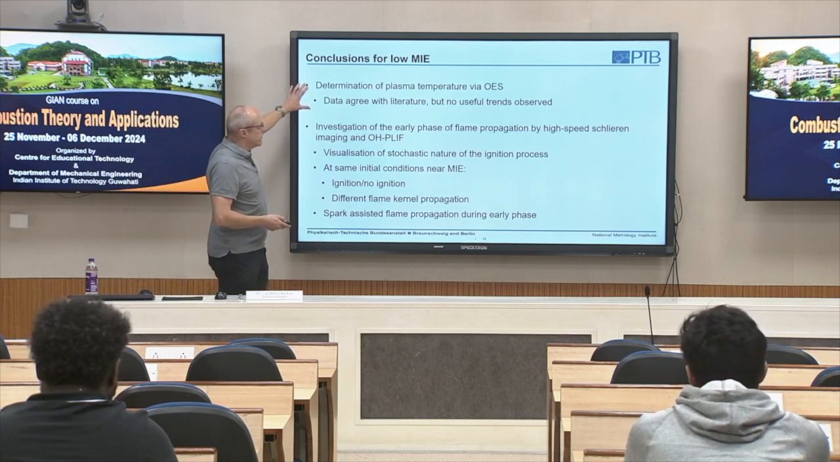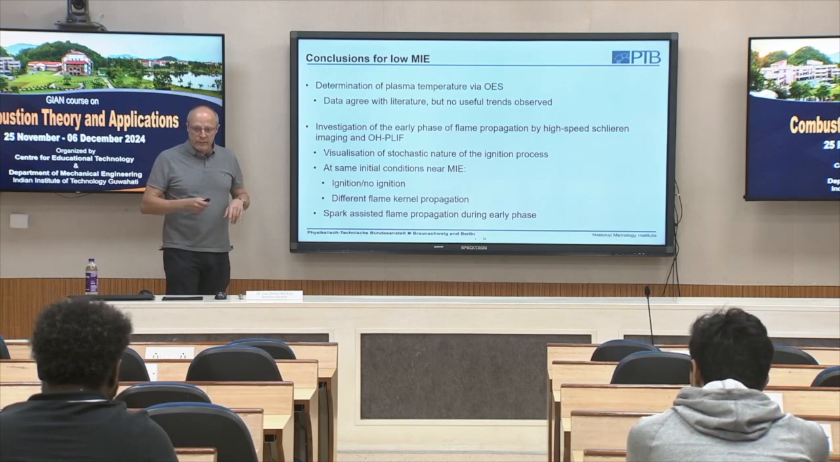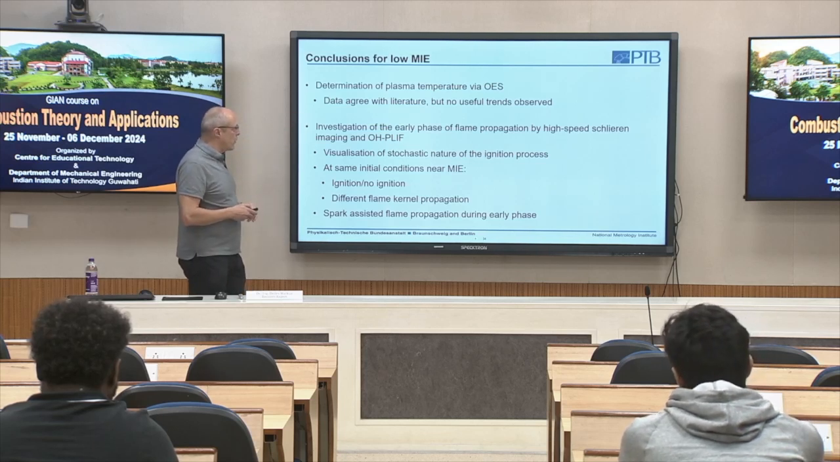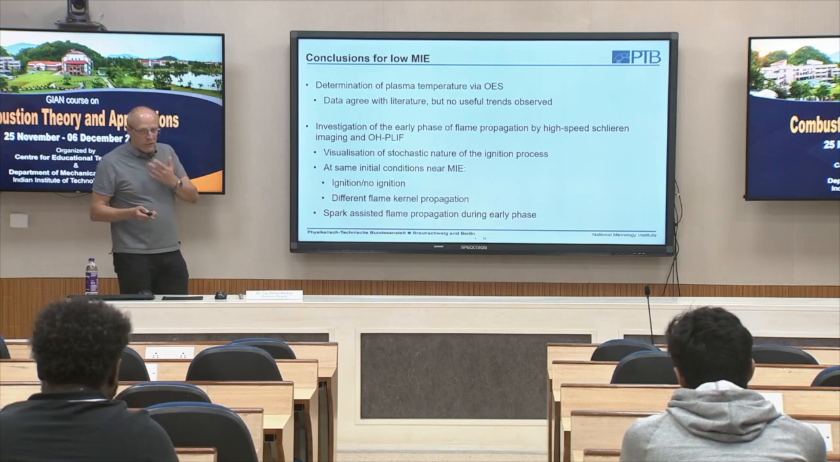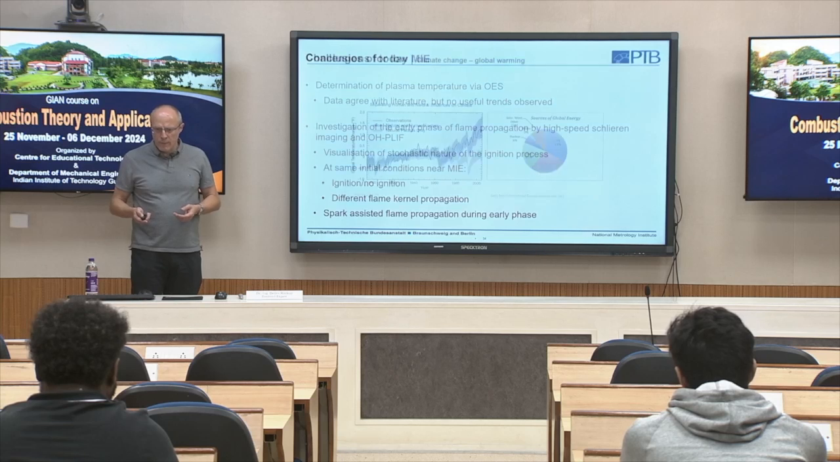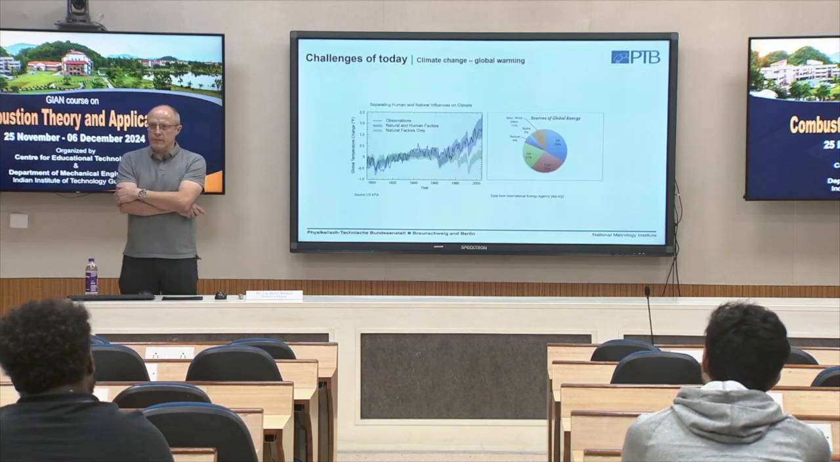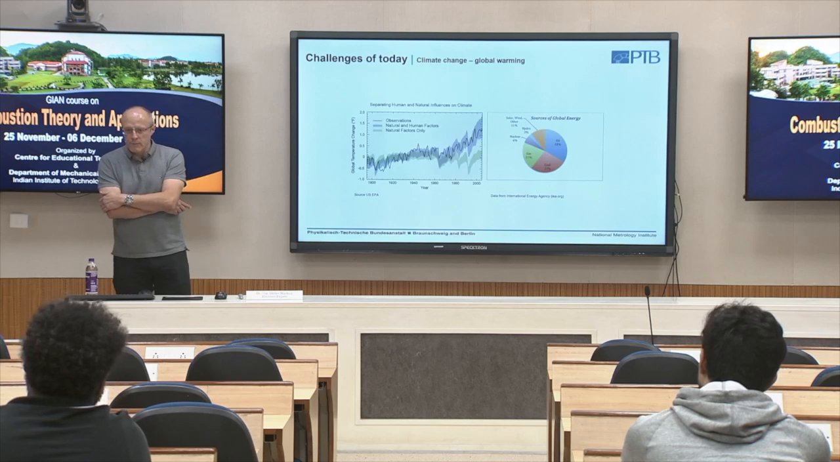So OES has shown us no useful trends here concerning the temperature. At each energy density it looks more or less identical. But Schlieren and OH-PLIF help us to get more information from the experiments and compare it with numerical results. With this, normally I would end, but for this lecture I have extended this with maybe 15 more minutes.